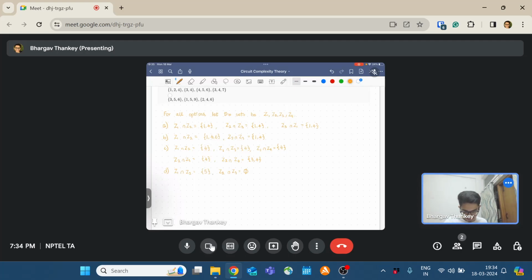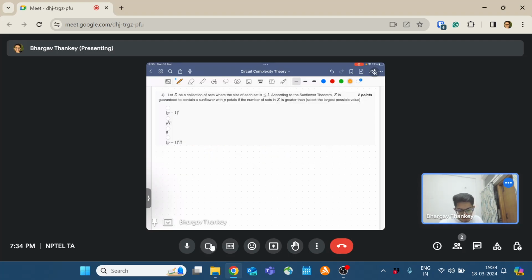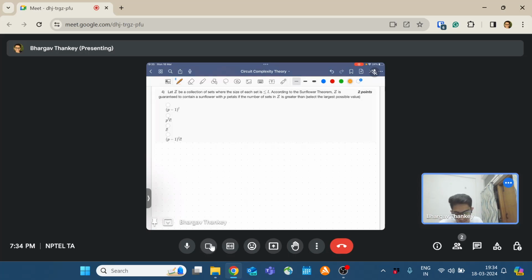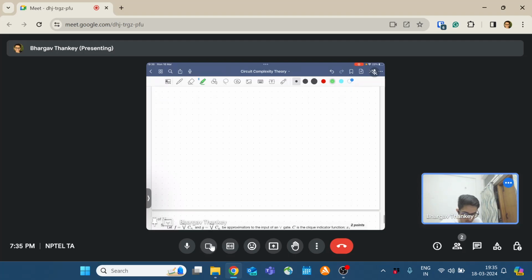Now let's look at the next problem. Let Z be the collection of sets where the size of each set is at most L. Then according to the sunflower theorem, Z is guaranteed to contain a sunflower with P petals if the number of sets in Z is greater than, for the largest possible value: P minus 1 to the L, P to the L times L factorial, or P to the P minus 1 to the L times L factorial. So what's the answer? Well, it's P. We saw this in class, so I won't do this again. Now let's look at the next problem.